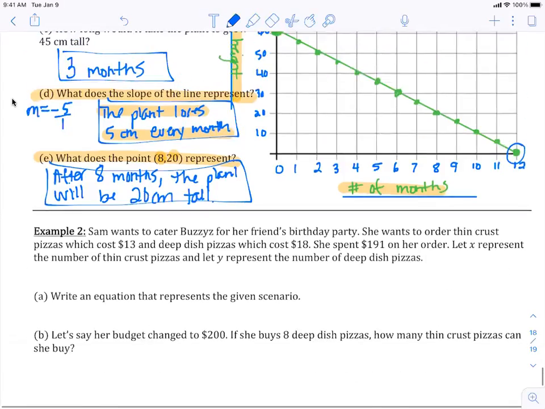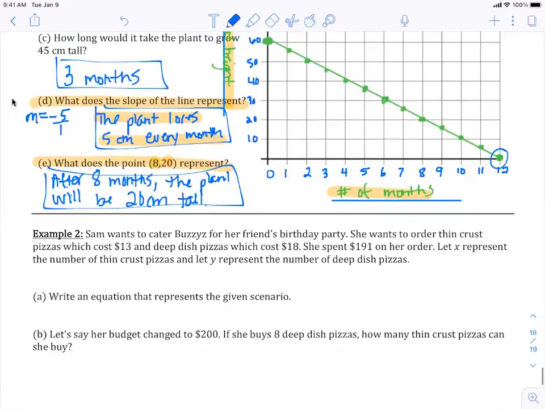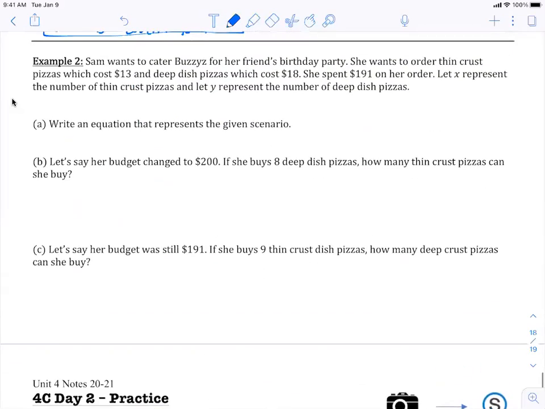In the last example, we didn't know what the total height was. So that made y alone on one side. So that's why we had a variable on that side. But in a problem like this, where we said Sam wants to cater buddies for her birthday party, it doesn't tell us that. It tells us the total. So if you're given a total, we know for a fact that that's going to go on one side by itself. And if we keep reading, it kind of gives us a hint.